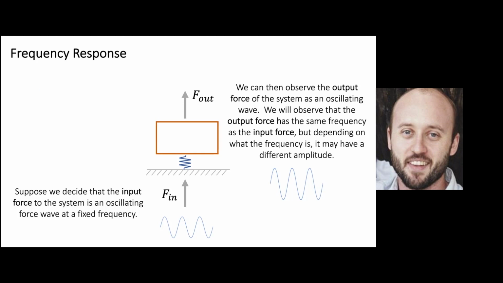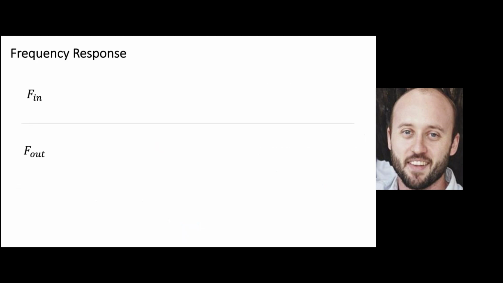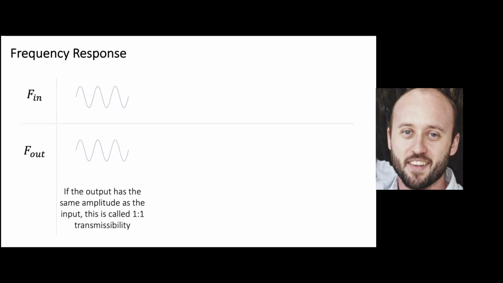And this is something interesting that we need to pay attention to understand how vibration works in much more complex scenarios. So if we have an input force at a specific frequency and the output is going to have the same frequency, if it has the same amplitude, we would call this one-to-one transmissibility. What that means is what we put in is what comes out. What we put in is being transmitted as the output.